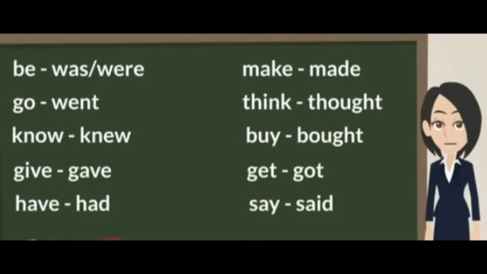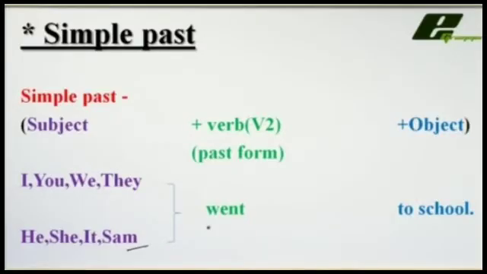So these words are used instead of be, go, know, give, have, make, think, buy, get and say. So these are the irregular words which we are using for the past tense. We also use it by adding ed in past tense.